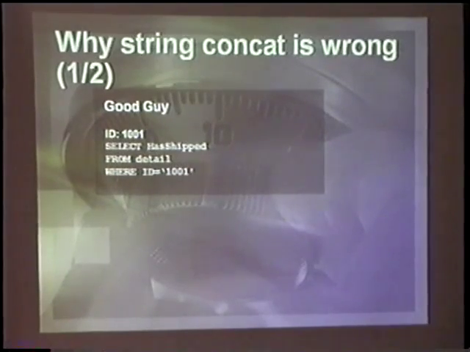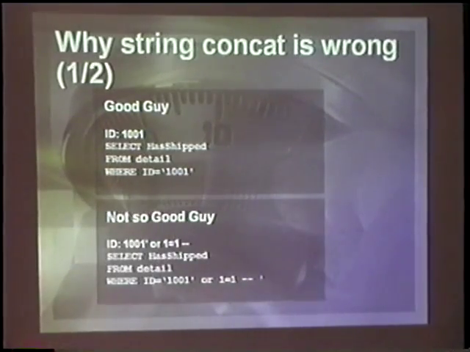It says, yeah, it's shipped. No, it hasn't. Bad guys don't do that. They type in 1001, single quote, or 1 equals 1 dash dash, which changes the SQL statement. So 1 equals 1 is true for every row in the table, and now you've got the shipping ID for everyone's shipping item. You may think, well, who cares?